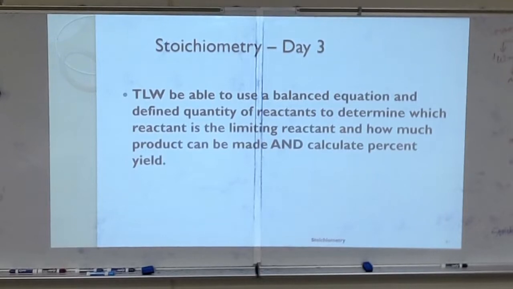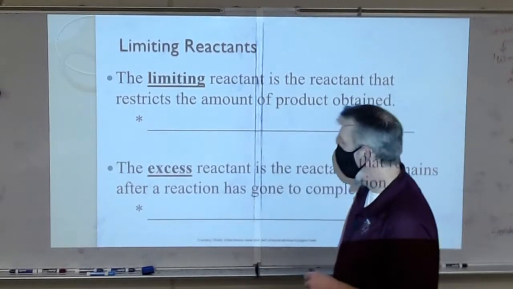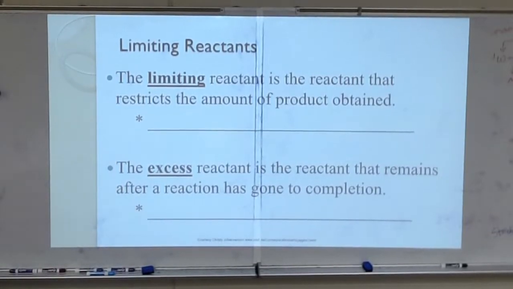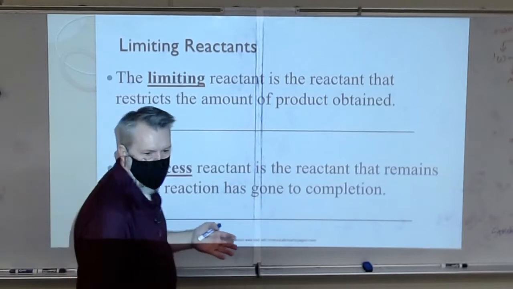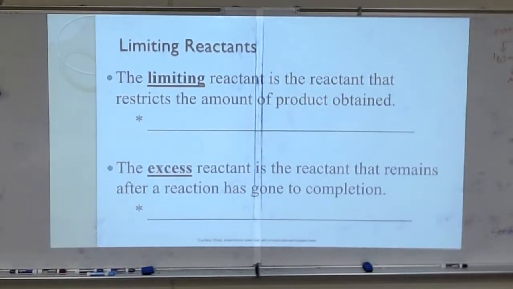practice. All right. The limiting reactant is the reactant that restricts the amount of product obtained, and the excess reactant is the reactant that is left over. In the case of the cake example, the butter was the limiting reactant, and all the other ingredients were the excess reactants. Make sense? The stuff that was left over.